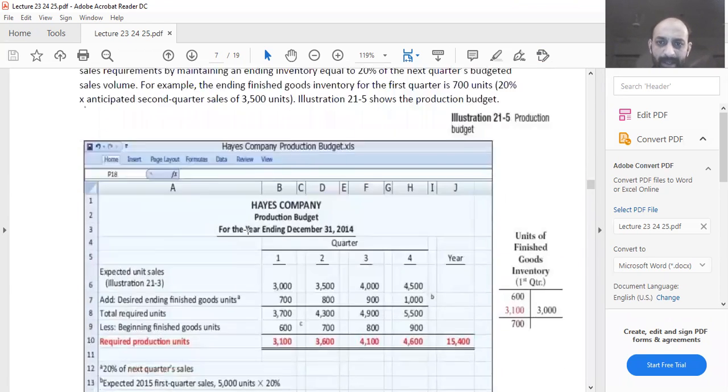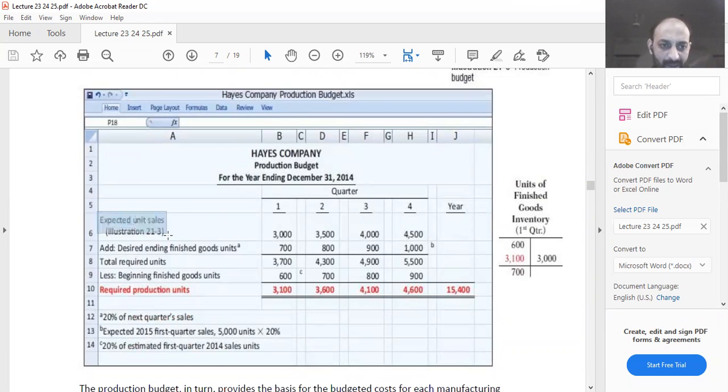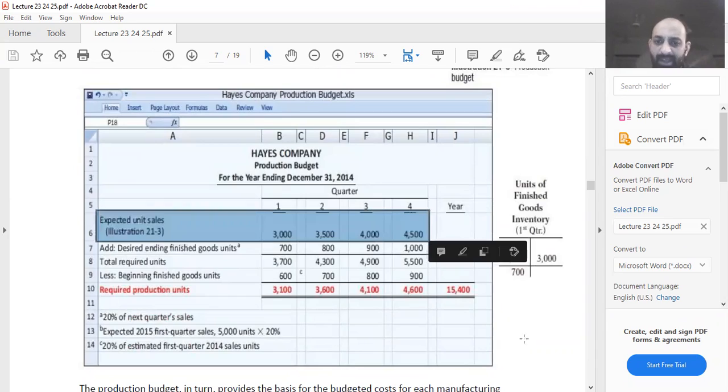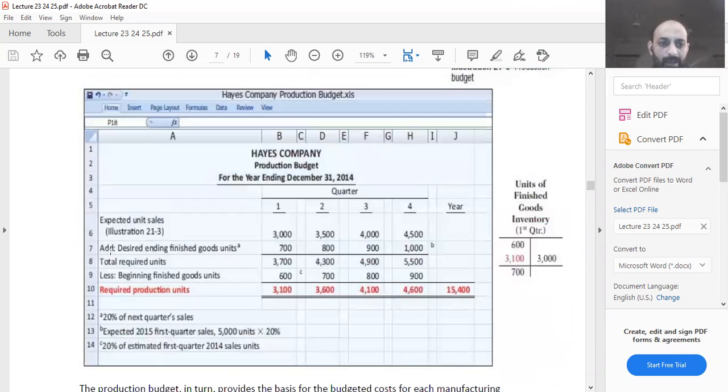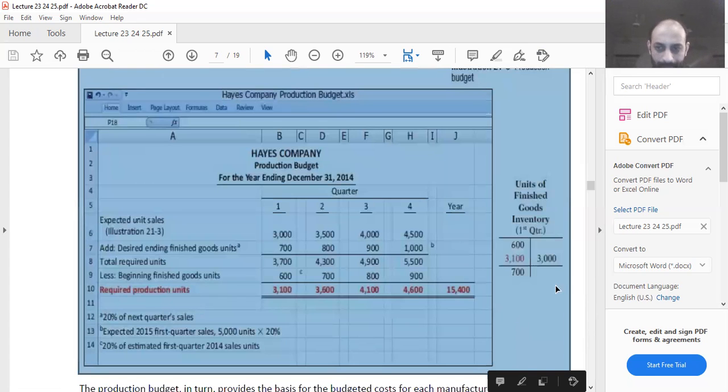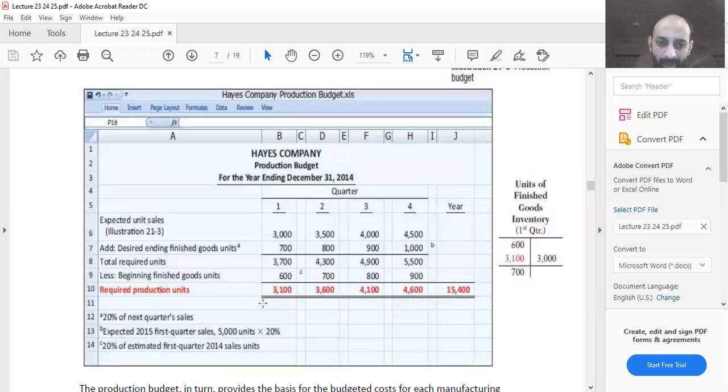So now we calculate the production budget. We already know the expected unit sales. Your illustration 2130 में we have already calculated, which is here. So you have the expected unit sales, then you add desired ending finished goods unit. Now, how do you calculate it? It is 20% of next quarter sale. So जो next quarter sale है उसका 20% है, तो obviously this will give you the desired ending finished goods unit. So from this you get the total required units, and you subtract beginning finished goods unit from it to get the required production units.